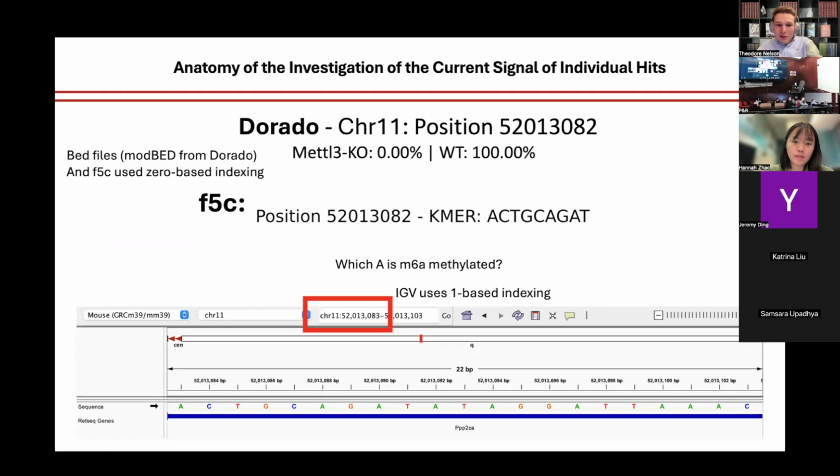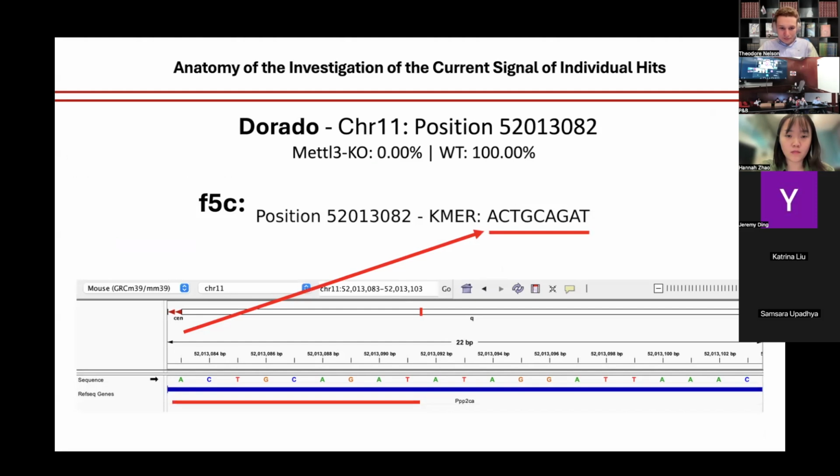And so if you look here, this is a specific k-mer, the specific position that's reported in F5C. The simplest question is, okay, this position was reported as 100% in the bed file, but which adenosine in this sequence is actually m6A methylated? And it turns out if you look at IGV and at the k-mer associated with the position, you can tell that the m6A methylated base is that first adenosine. That's what's being reported, and that's what matches the position.